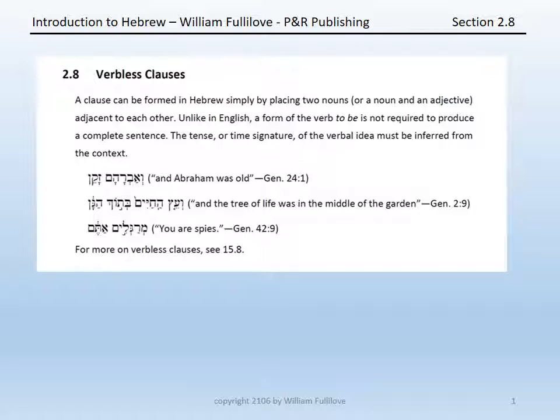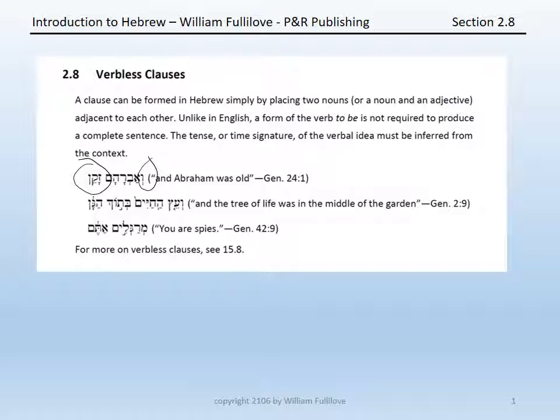For instance, we have in Genesis 24:1, V'Avraham Zakein. Now, V is the Hebrew conjunction and. Avraham you can recognize as the name Abraham, and Zakein is the masculine singular adjective that is glossed as old. So the verbless clause, and Abraham was old.